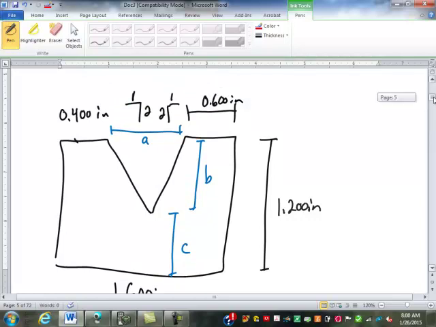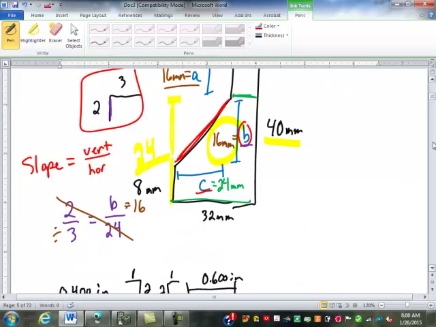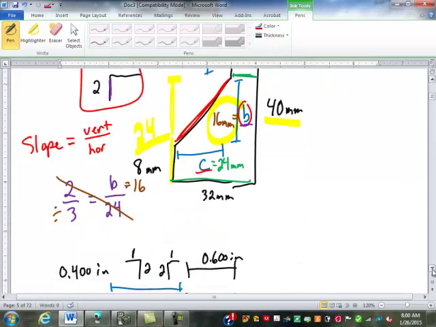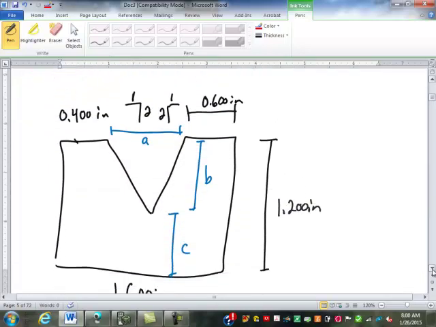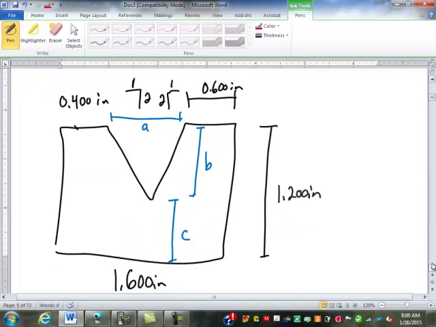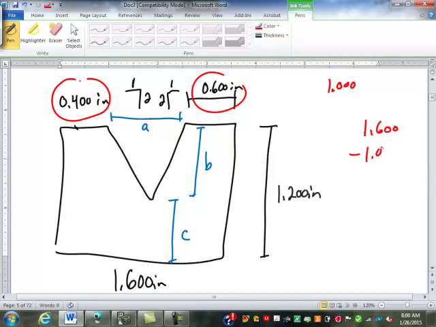A, okay. How do we find A? Okay, we add these two together, which actually comes out to be 1 inch exactly. You know it's 1.6, so we're going to subtract that from 1.6. So we have A is 0.6 inches. Now what?